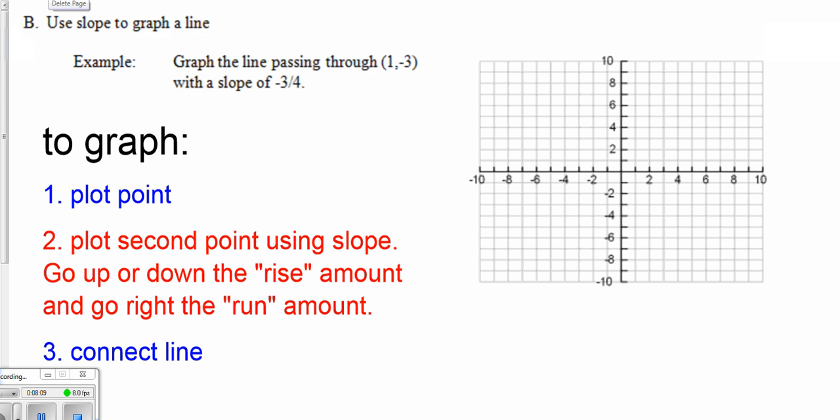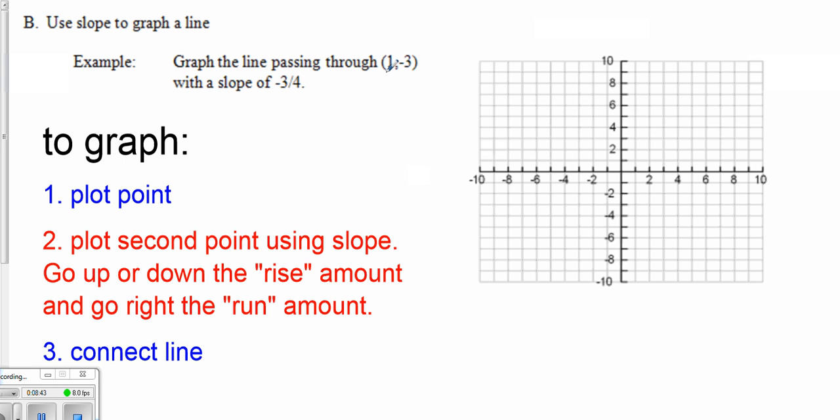If we need to use our slope to graph a line, that'll change things up just a little bit. If we need to graph the line that passes through (1, -3) and has a slope of -3/4, well, to graph this, first plot your point. Then plot a second point using that slope. We don't know what that second point is until we actually use the slope to find it. So you're going up or down the rise amount, and you're going right that run amount. Then connect those 2 dots in a straight line.